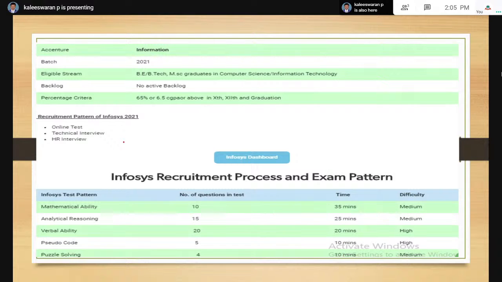Their recruitment pattern for Infosys 2021. I have taken the screenshot from the Infosys website. Here, the test pattern is mathematical ability 10 questions, analytical reasoning 15 questions, and verbal ability 20 questions. Okay, for getting a job in the private sector also, you need aptitude training for clearing the first round.